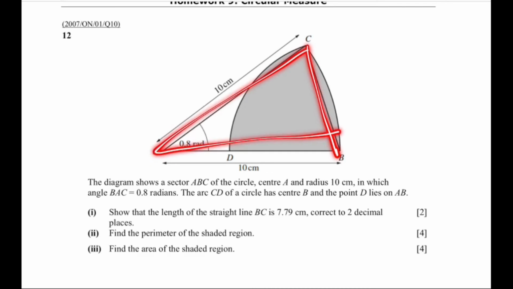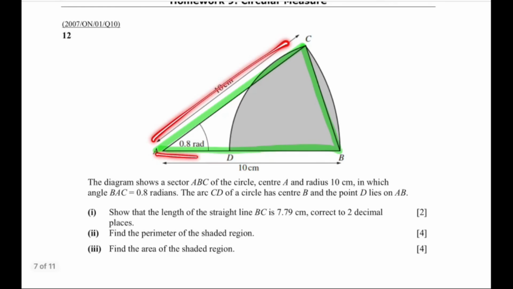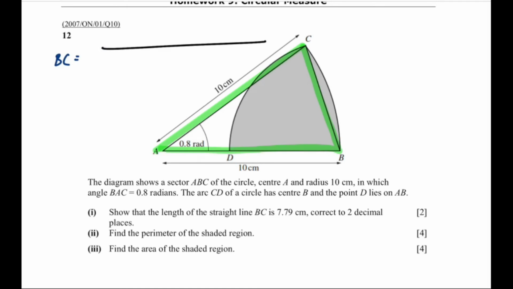Just look at this triangle. We know that this is 10, this is 10, and the angle is 0.8, so BC by the cosine rule equals the square root of 10 squared plus 10 squared minus 2 times 10 times 10 cos 0.8.